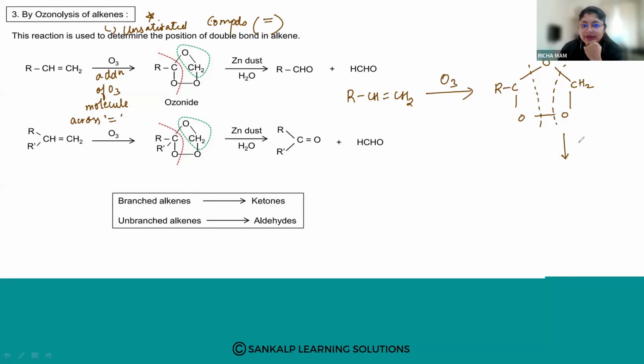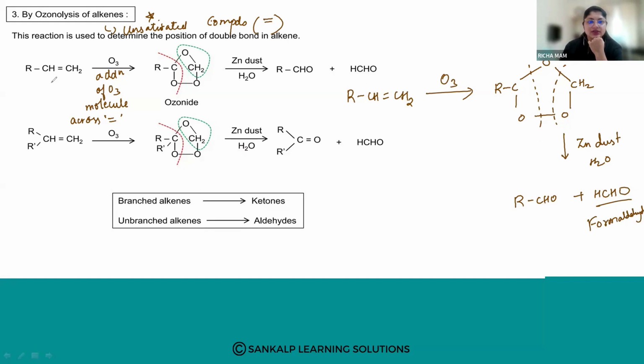So like this, the breaking of bond takes place in the presence of zinc dust and water. And what I'm going to get is RCHO plus HCHO. So this is formaldehyde, a common product. Formaldehyde is a common product obtained in all the reactions when it is undergoing ozonolysis.